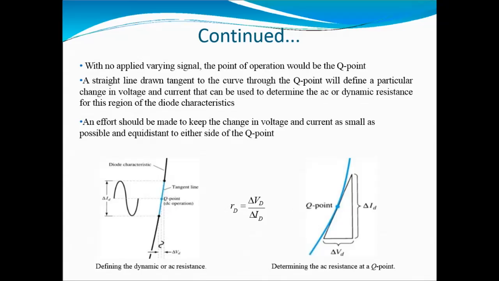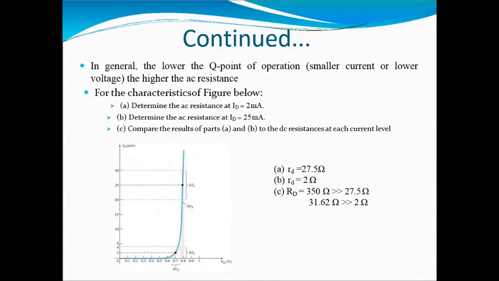An effort should be made to keep the change in voltage and current as small as possible and equidistant to either side of the Q point. So here we define the dynamic or AC resistance, determining the AC resistance at a Q point. Next, in general, the lower the Q point of operation, smaller current or lower voltage, the higher the AC resistance.